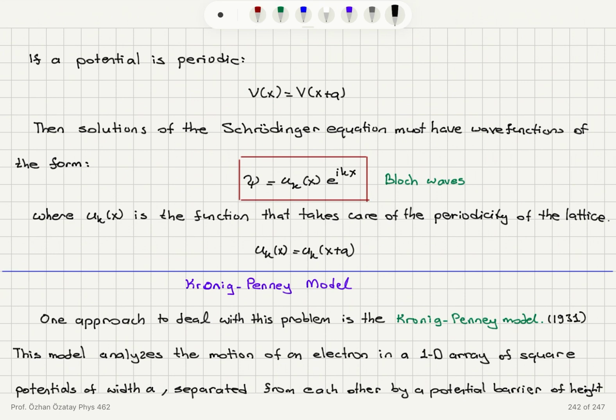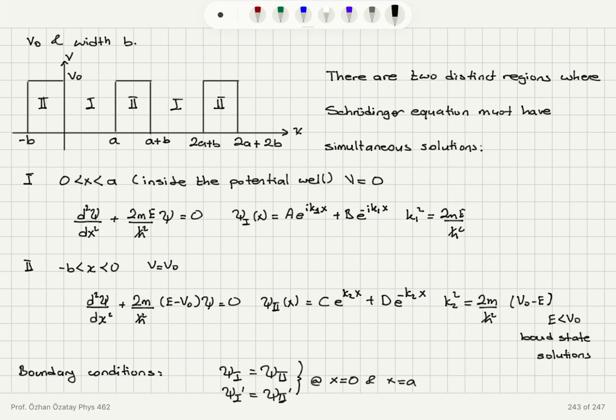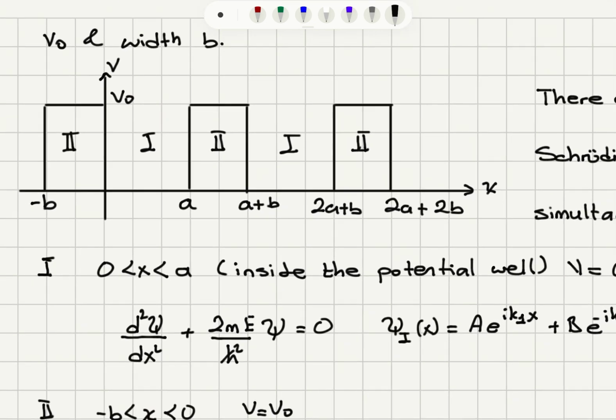Now, we can start with a Kronig-Penney model. One approach to deal with this problem was proposed by Kronig and Penney in 1931, and this model analyzes the motion of an electron in a one-dimensional array of square potentials. So instead of having this parabolic potential shape, we can think about square potentials that have width a and separated from each other by a potential barrier of height V0. So we have these periodic square potentials.